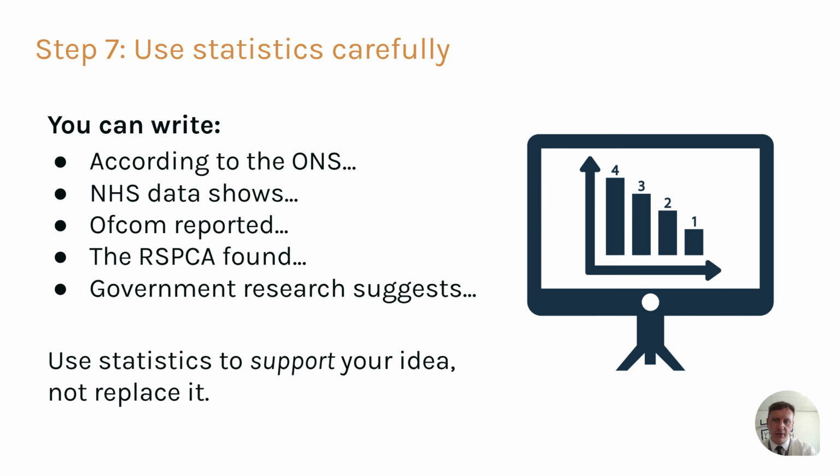So remember, the statistic doesn't do the work for you, though. You still need to explain why it matters. The statistic is there to support your argument. It's not there to replace your argument. There's no point in just saying, according to the ONS, and then giving the statistic. Why is that statistic meaningful and important? That's your job to explain that.